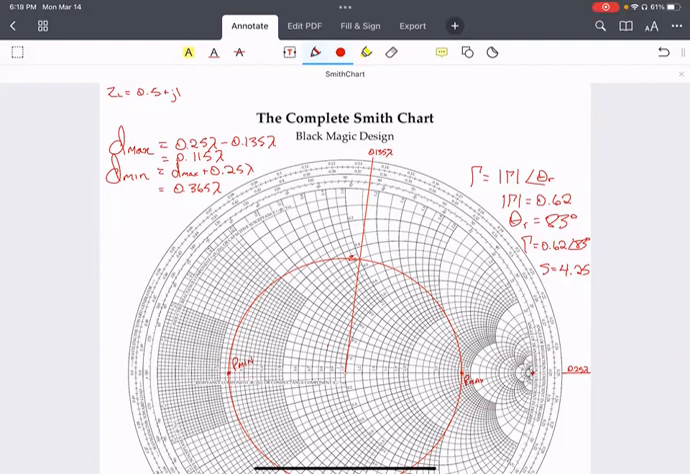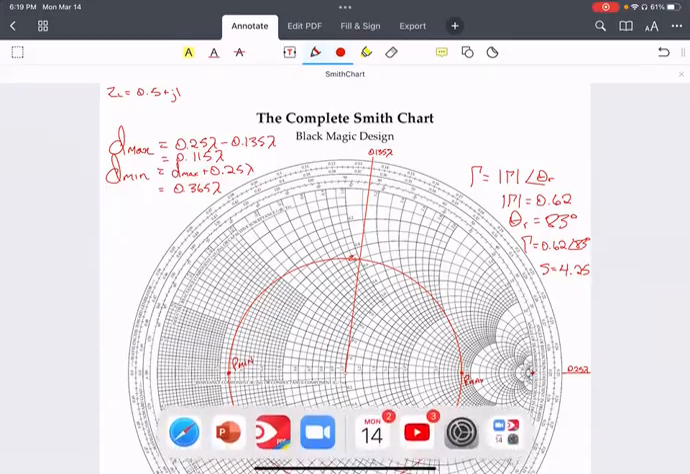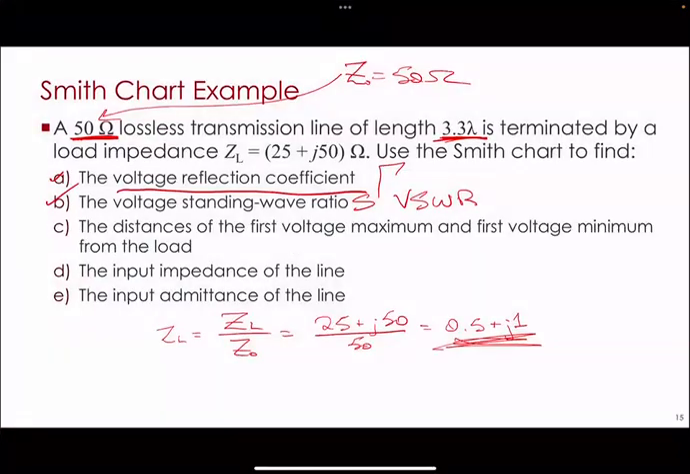Okay. Well, we are done with A, B, and C. And now we get to the fun one. D. We want the input impedance of the line. I'm going to give you a minute to think about this one. What does that even mean? What might you do on the Smith chart? I'm going to leave this one for just a minute for you to think about it.